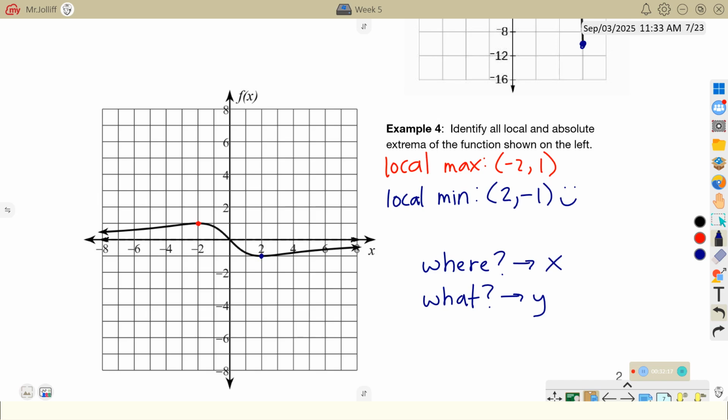First step is what we were doing. Draw them on the graph. Label them and then pick off those coordinates. Good. Questions on local and absolute maxes and mins? No.